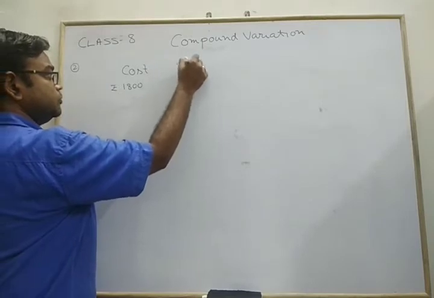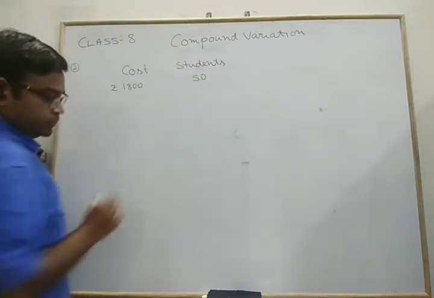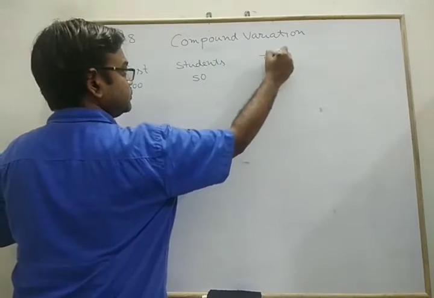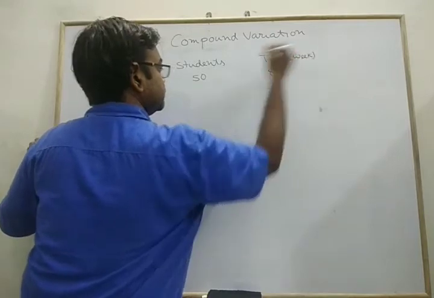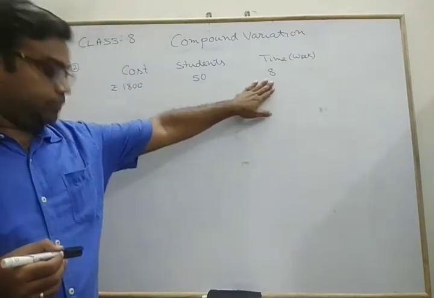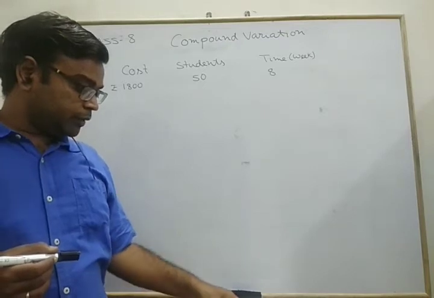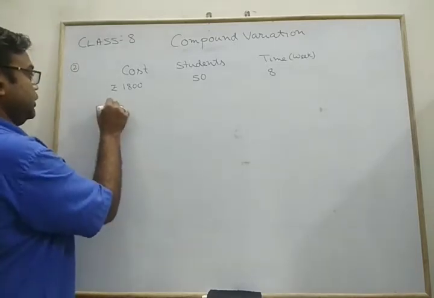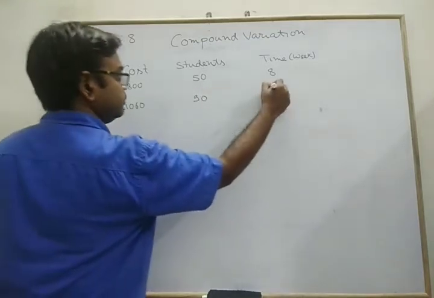In this case, I am adding students: 50 students for 8 weeks. Then there is the time, in weeks: 8 weeks. Clear? The question says for what length of time? That is time, which I always put on the last side. Time did the cost of keeping 90 students amount to 21,060 rupees. So it's 21,060 rupees, 90 students, time. This is what the question is asking.